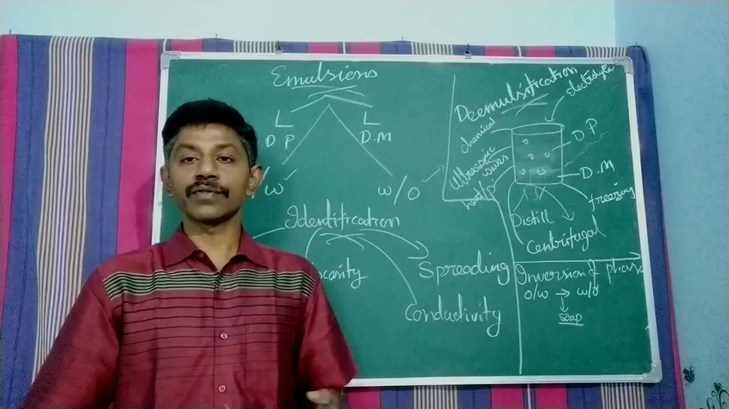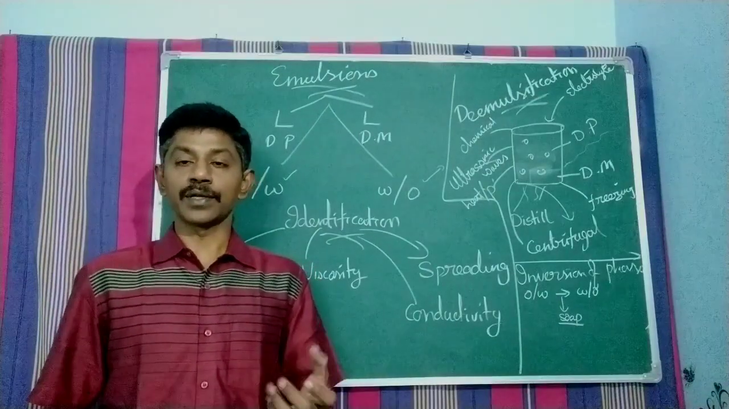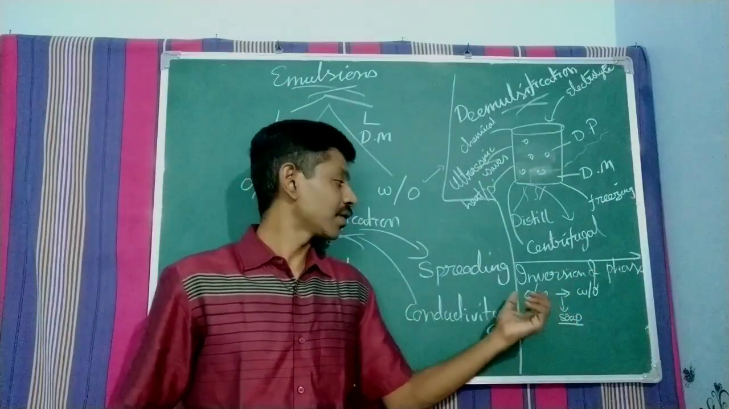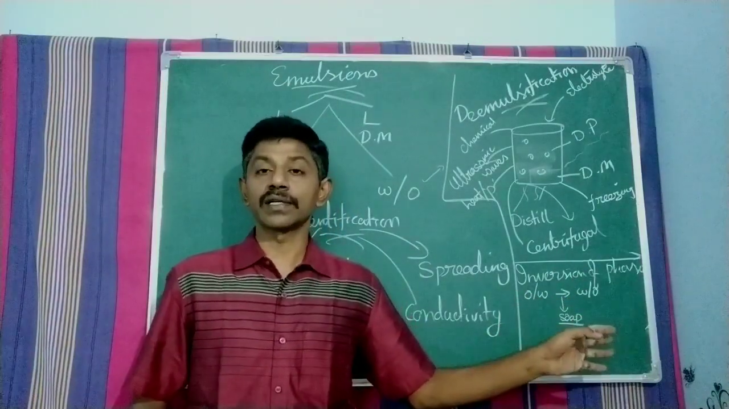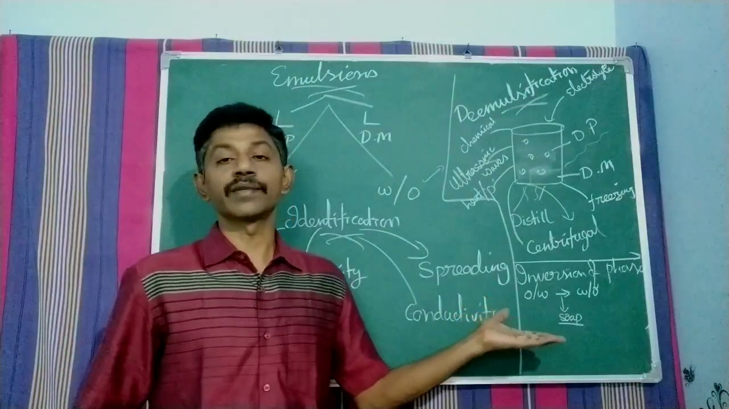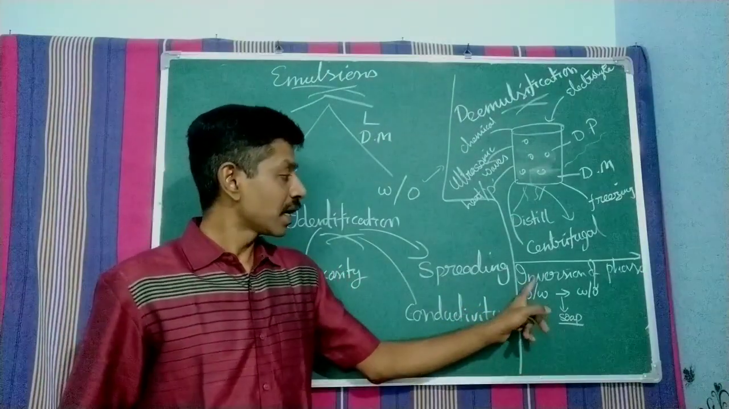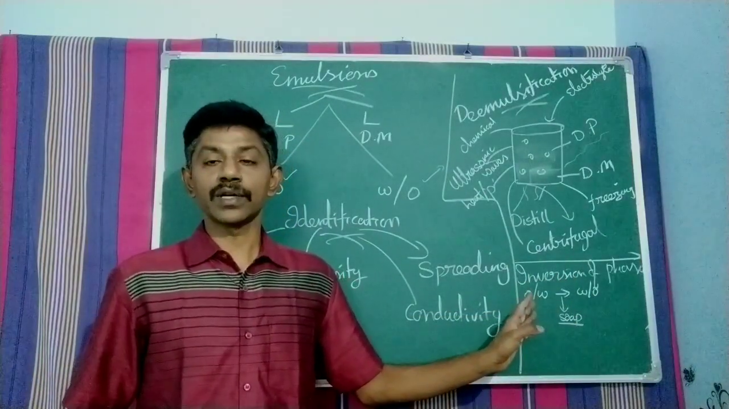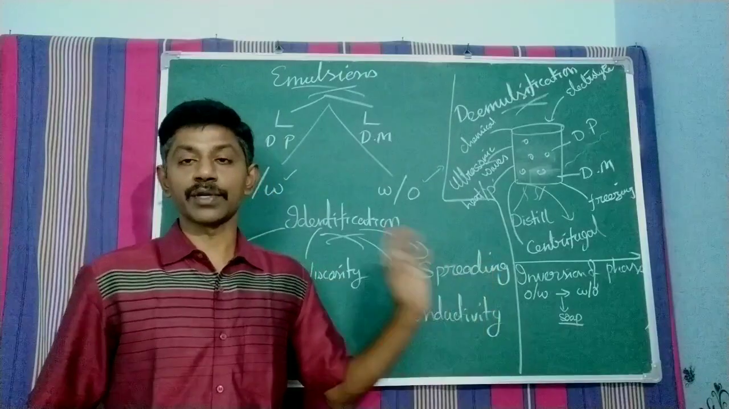So the inversion of phases in a particular emulsion, from water in oil type to oil in water type, and oil in water type to water in oil type. So in the near future, a lot of inventions will happen in this. And that, inversion of phase, is the last one about the properties of emulsion.